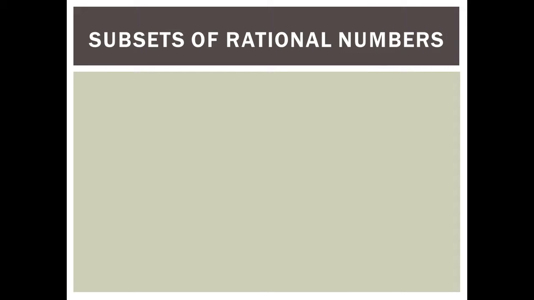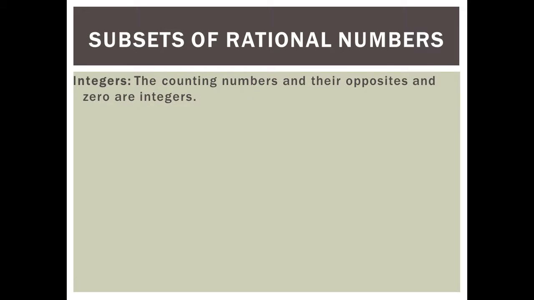Subsets of rational numbers. There are three subsets of rational numbers. First are the integers. The counting numbers and their opposites and zero are integers. For example, from negative infinity to -3, -2, -1, 0, 1, 2, 3 to positive infinity.